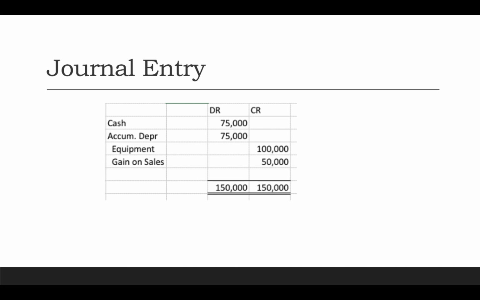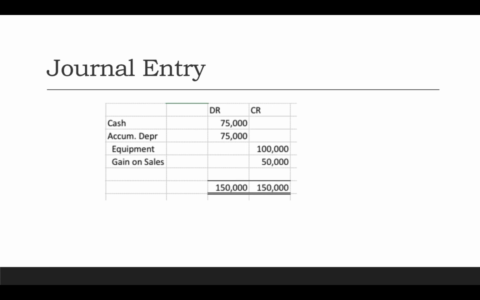To get rid of the equipment and accumulated depreciation on our books, we've got to do the opposite of what is on the books. So remember, equipment has a normal debit balance. It's in the ledger for a debit balance of $100,000. To get rid of that, we've got to credit it $100,000. Those two will net to zero. Equipment's gone. Accumulated depreciation is a contra asset account, so it has a normal credit balance. To get rid of that $75,000 credit, we're going to debit it. Those two offset to zero.